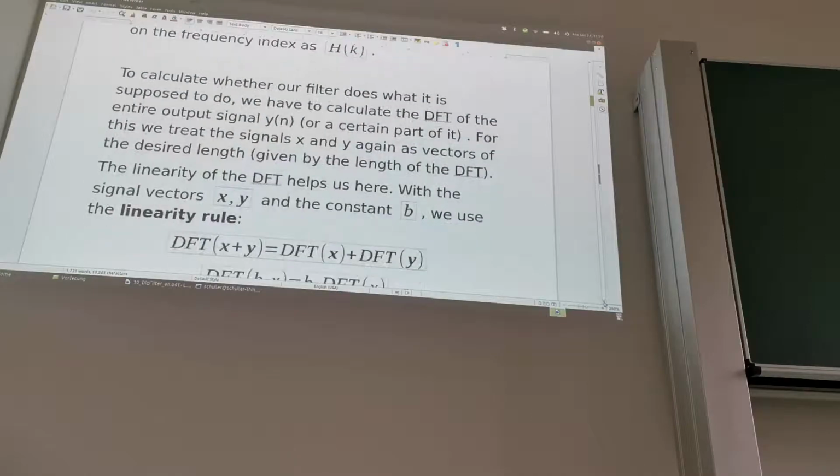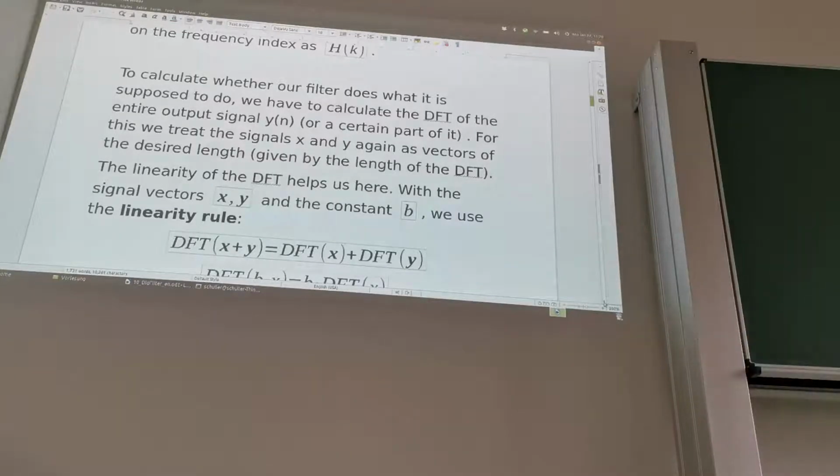So to calculate whether our filter does what it's supposed to do, we have to calculate the DFT of the entire output signal y of n. This is our low-pass filtered signal, and then we can apply the DFT to see if it still contains high frequencies or not, or if it does, how much. So we apply it to the signal or a part of it. And for this, we treat the signals x and y again as vectors of the desired length, given the length of the DFT. So for instance, we can take a DFT of length 1024, and then we apply it to chunks or blocks of 1024 samples of our signal.